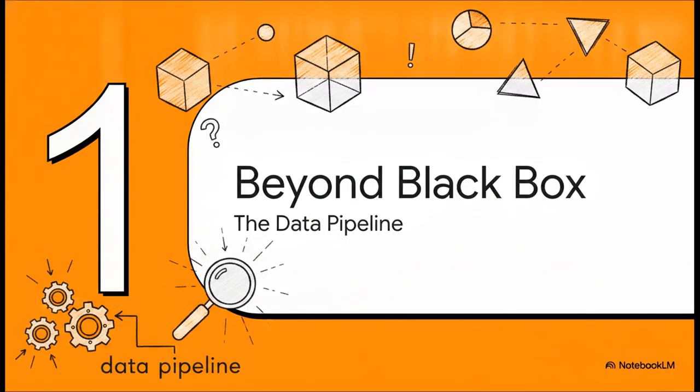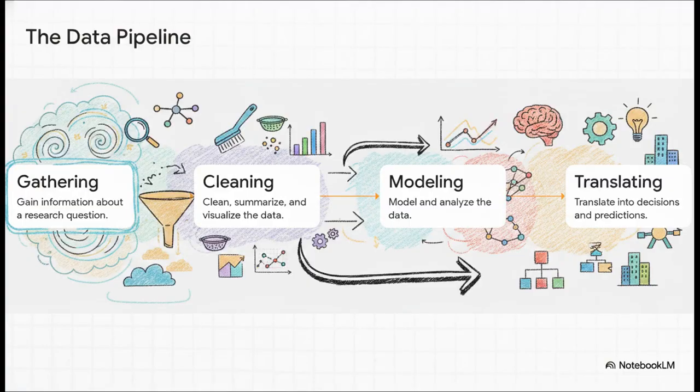All right, let's jump right into part one, beyond the black box, and take a look at the data pipeline. Every typical data science project generally follows 4 standard steps. You start by gathering data to learn about a specific question. Then, there's cleaning and summarizing that data. Next comes the actual modeling and analysis. And finally, translating those models into real-world decisions and predictions.